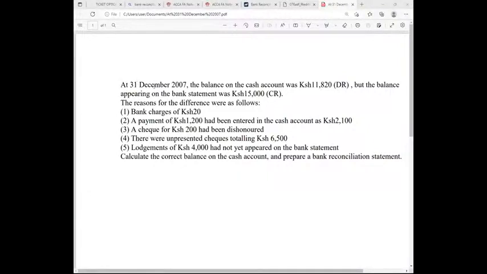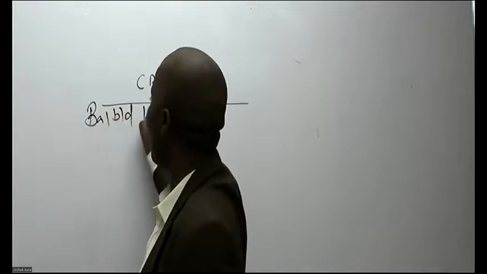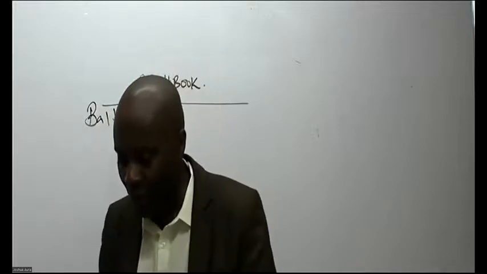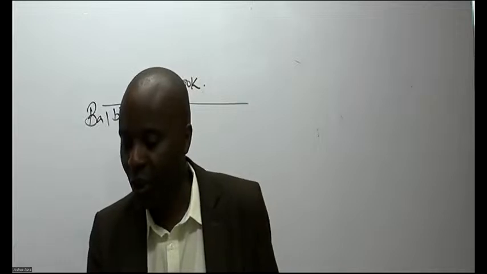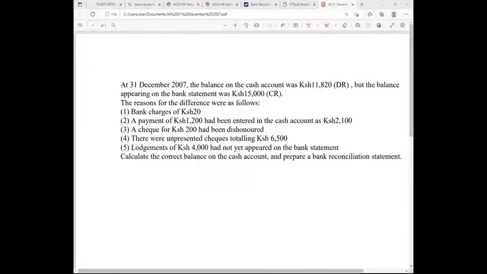So, as of 31st December 07, the balance on the cash account, the same as the cash book, was 11,820. This is a debit. So we have here balance brought down. I've forgotten the figure now. As age is catching up, you forget very fast. 11,820.